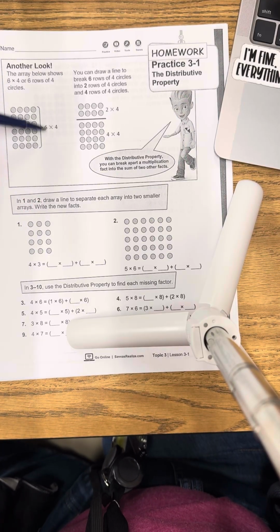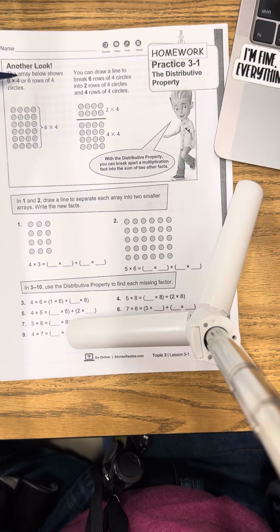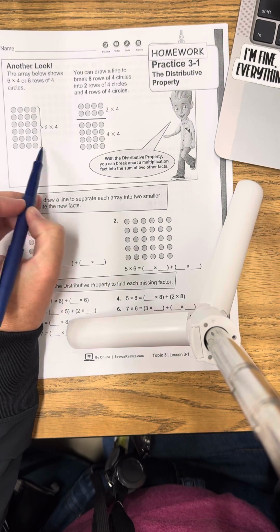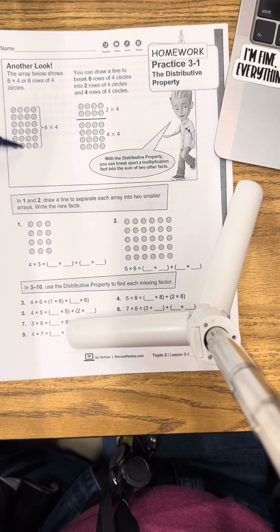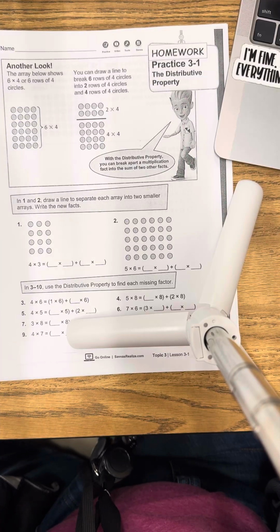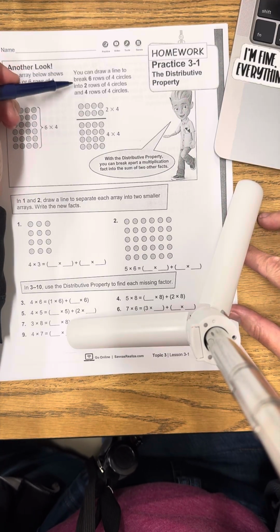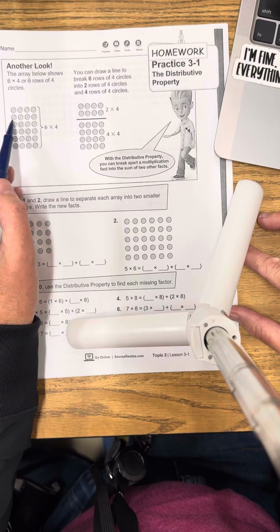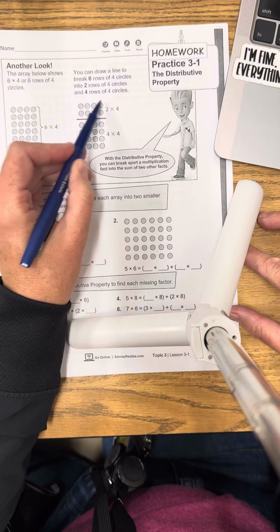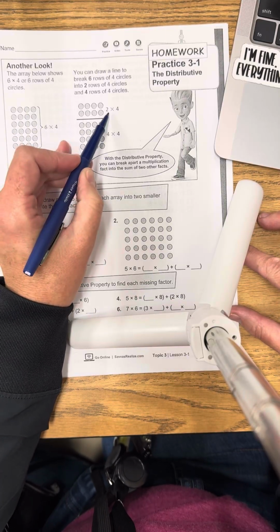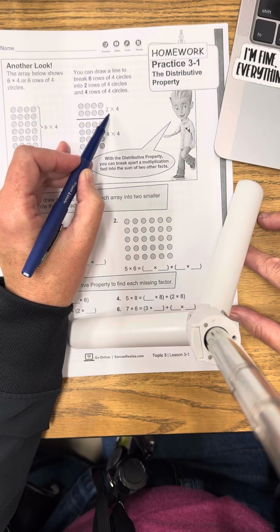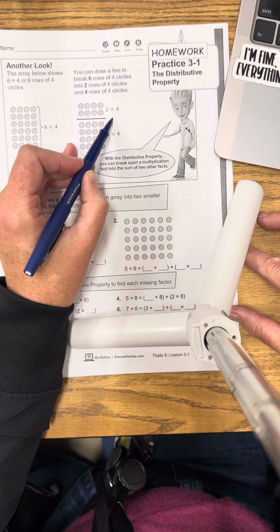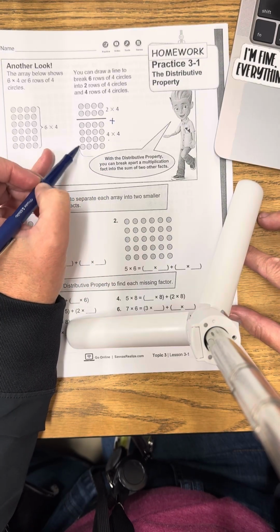The array below, which is our big array, shows 6 rows times 4. So 6 rows, they count 1, 2, 3, 4, 5, 6, with 4 in each row: 1, 2, 3, 4. That's how we get that 6 times 4 array. So you can draw a line to break 6 rows of 4 circles into 2 rows of 4 circles and 4 rows of 4 circles. So you can see they took this big array and broke it into 2 smaller arrays, and then each new array has a new equation.